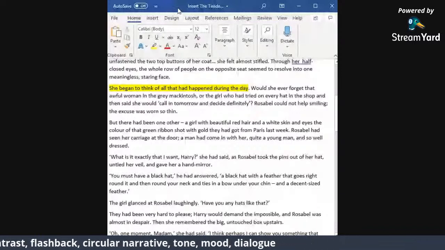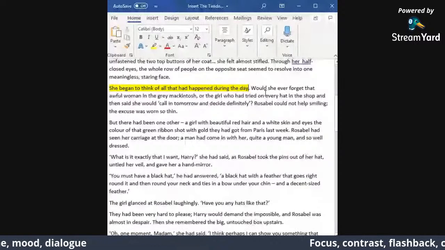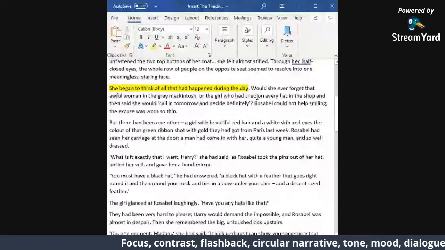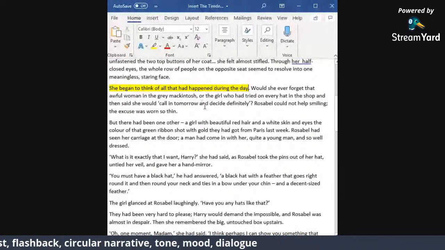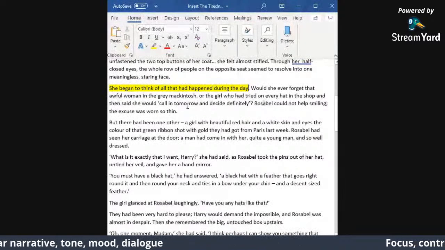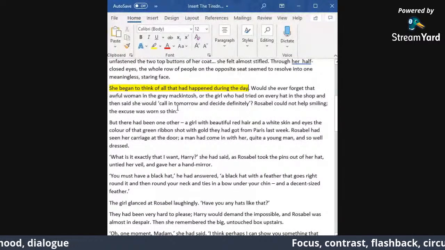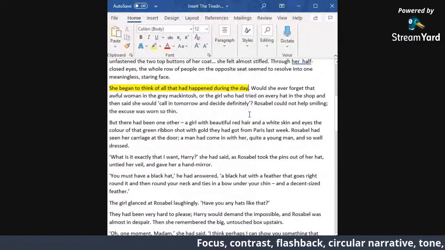So she has a look back during the day, and in some ways it looks like she's had a hard day. Would she ever forget that awful woman in the grey Macintosh, or the girl who'd tried on every hat in the shop, and then said she would call in tomorrow and decide definitely. And Rosabelle could not help smiling.